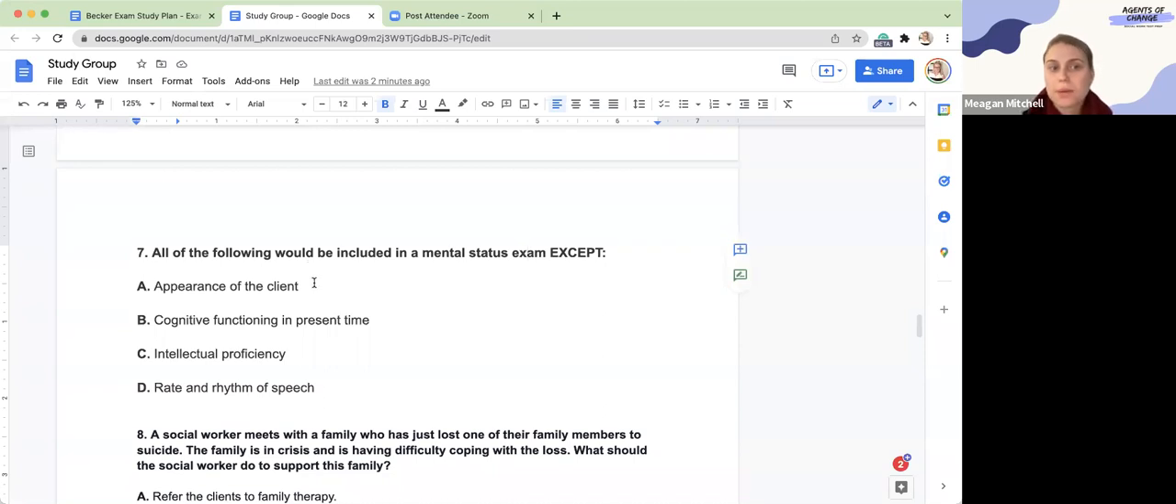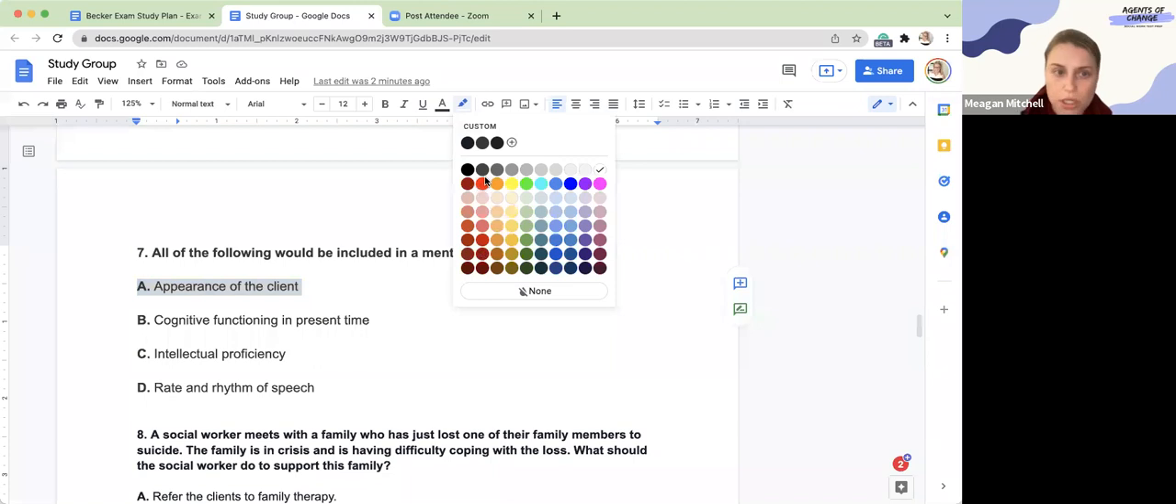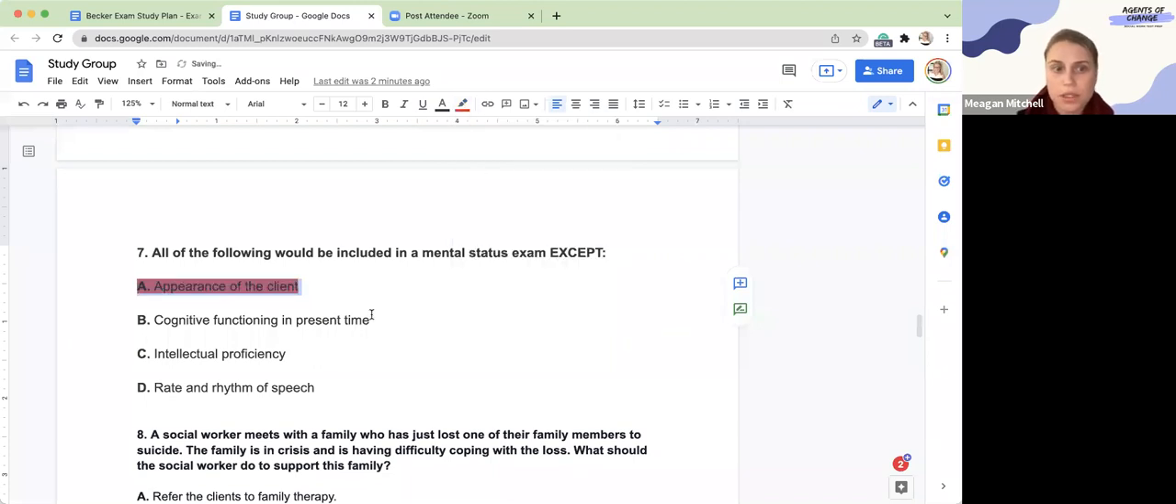So, appearance of the client, is that included in a mental status exam? Yes. And that is just, how did the client present? There might be some clients that present and look very disheveled, right? That could be an important piece of information. So appearance could definitely be included in a mental status exam. Cognitive functioning in present time. This is really important in a mental status exam, right? What is their cognition like at this time?